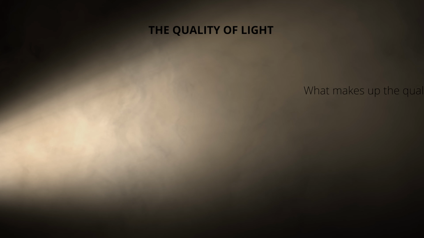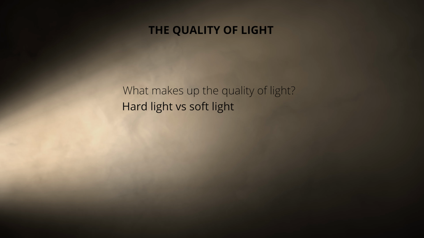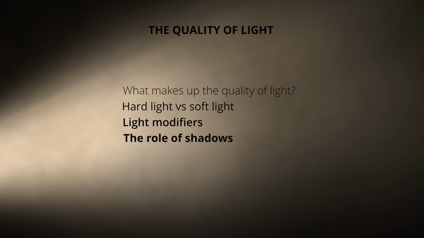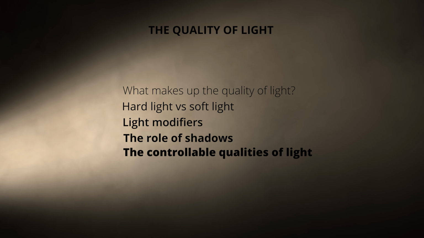Light is essential in cinema. How much light you use and how you choose to deliver it sets the mood and feel of a scene. In this video, we'll talk about what makes up the quality of light. We will cover hard light versus soft light modifiers, the role of shadows, and lastly, we will talk about the controllable qualities of light.